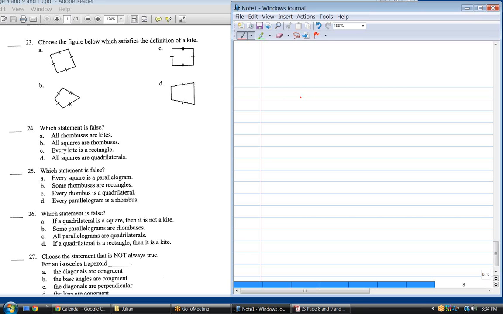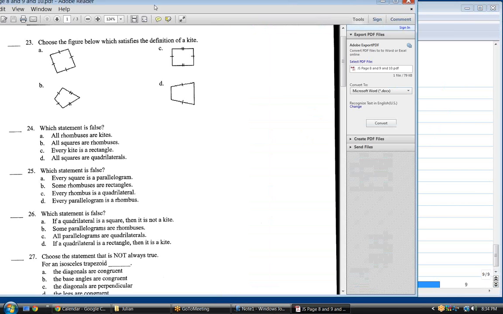Well, let's see. The way to prove it's false is to see if we can draw one that is not a rhombus. There's a parallelogram. Definition of a parallelogram is opposite sides have to be parallel and equal. This certainly is not a rhombus. A rhombus is four equal sides. No, that one is not equal to that one. All right.